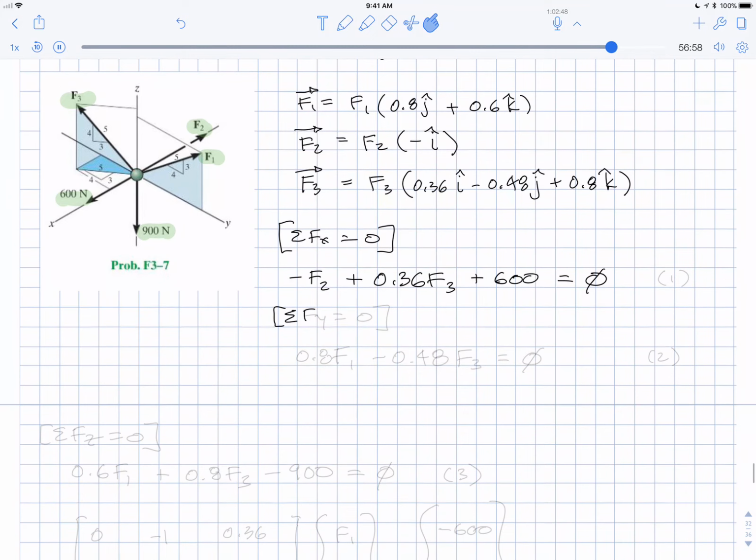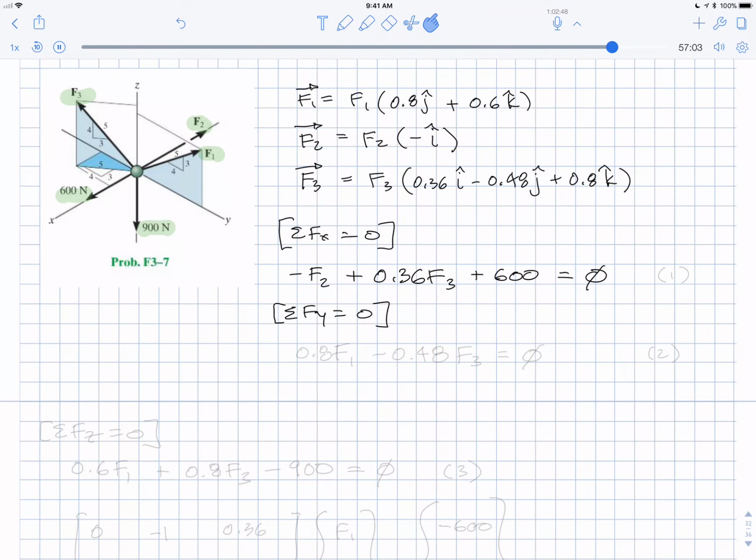Sum Fy equals 0. Repeat the process, but look for all the j components. F1 has a 0.8 j component, 0.8 F1. F2 does not have a j component, and F3 has a minus 0.48 j component, minus 0.48 F3. Looking at the picture, the 600 Newton was in the x. This 900 Newton is in the z. There are no applied y forces. That equals 0.